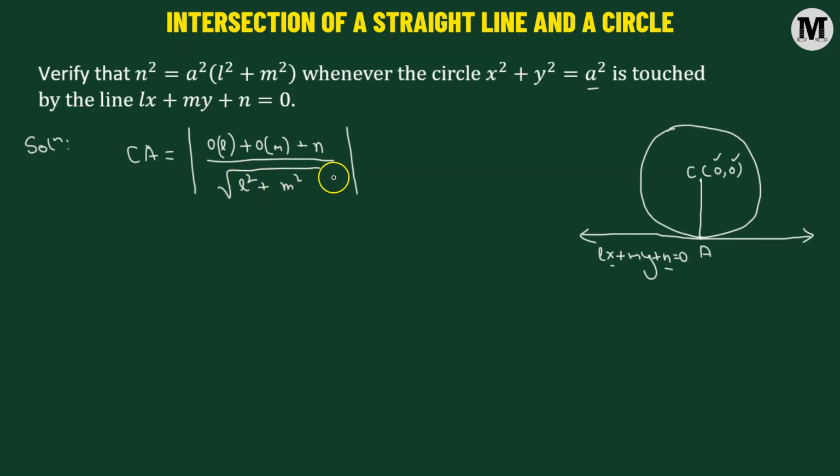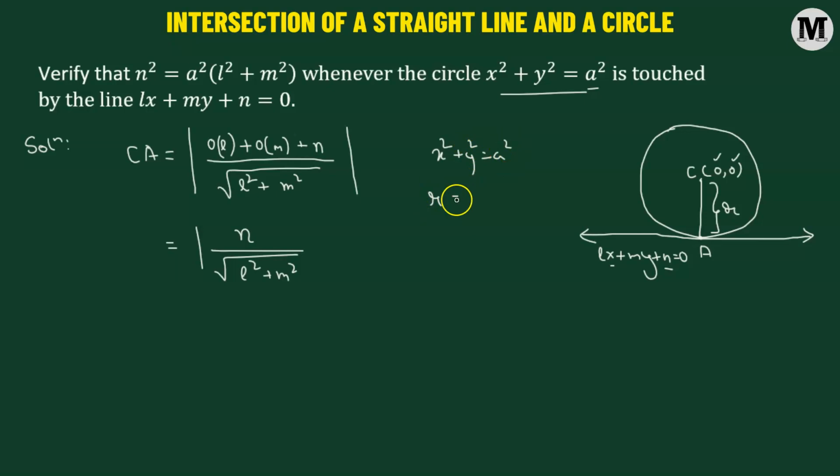So we have L squared plus m squared, which means this comes out to be equal to n divided by square root of L squared plus m squared. This is the length CA. However, what is CA? CA is nothing but the radius of the circle. And from this particular equation, x squared plus y squared equals a squared, clearly the radius comes out to be a unit, which means that CA, which is nothing but the radius, is also a unit. We can take this absolute value to be equal to a.